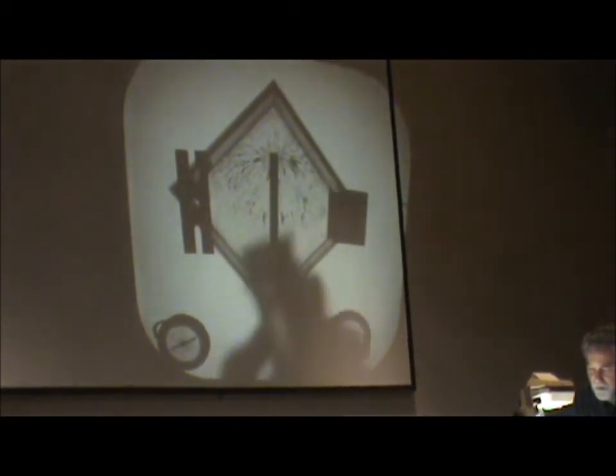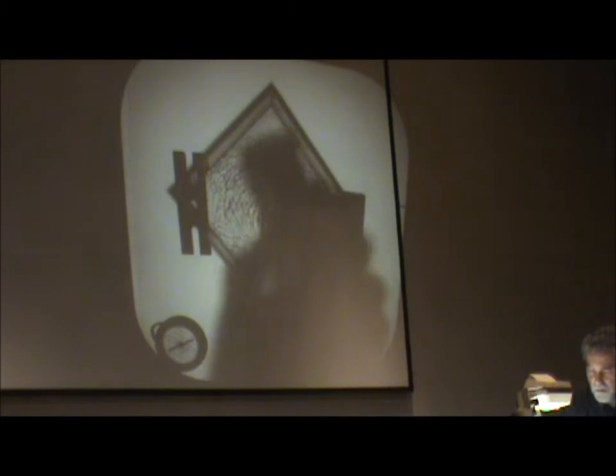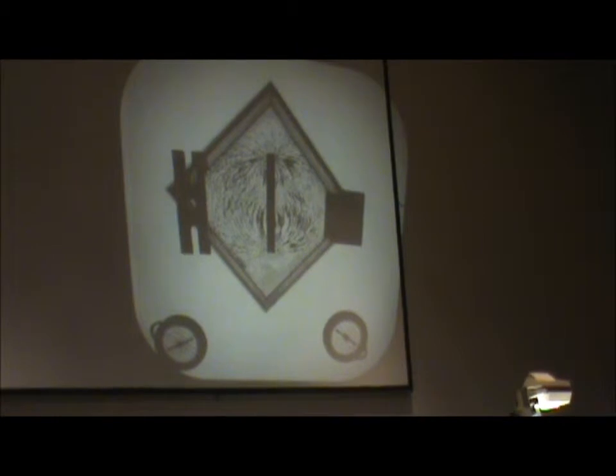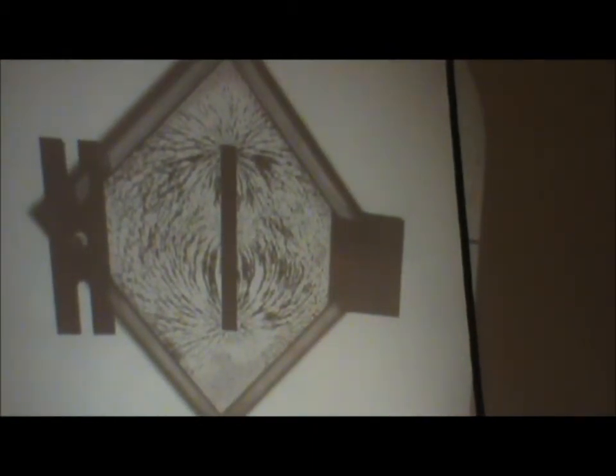And so what I can do is sprinkle these filings on here. And we see that right away a pattern forms in those filings. That's an indication that there's something going on there with respect to a field, some sort of field, that has a pattern that looks something like that. So I've got a pattern here. I've got attractive force and repulsive force over there. The pattern seems to be a bunch of lines that comes out one side and goes in the other side of this object, right?